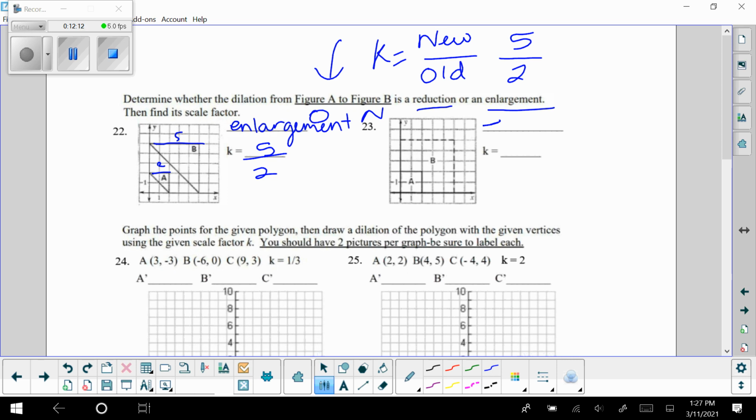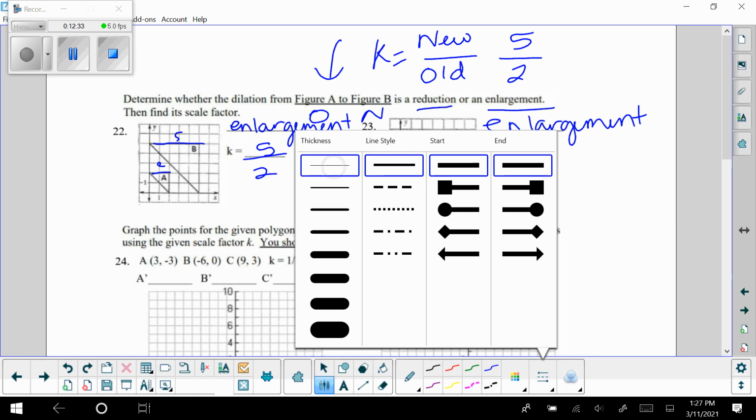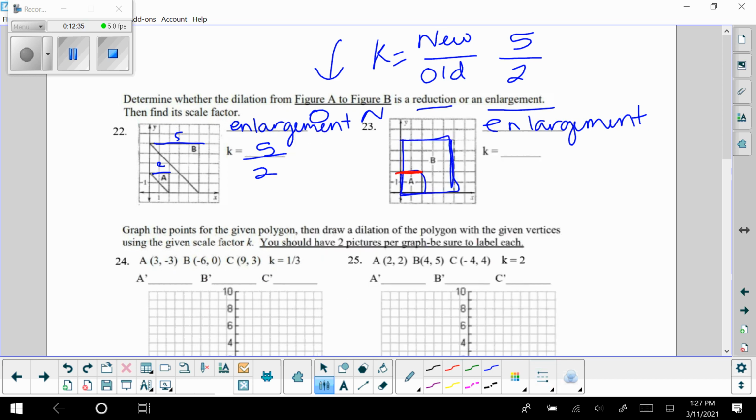And then 23 is also an enlargement because you're going from this small square, square A, to this larger square, square B. Sorry, that's awful drawing. So this is an enlargement. And again, I'm going to look at side lengths. This top side is 2. This top side is 5. So again, going from new, which is 5, to old, which is 2, that's your scale factor, 5/2.